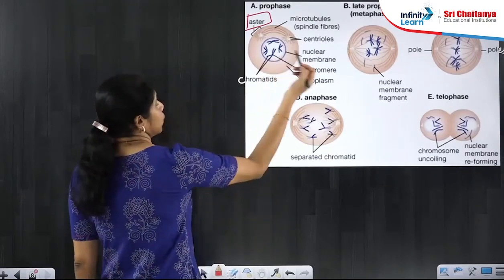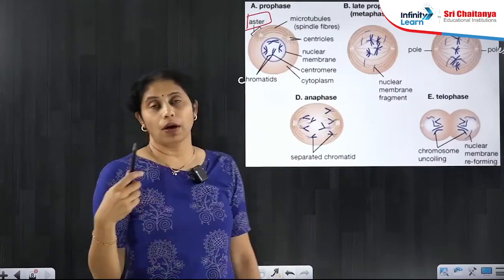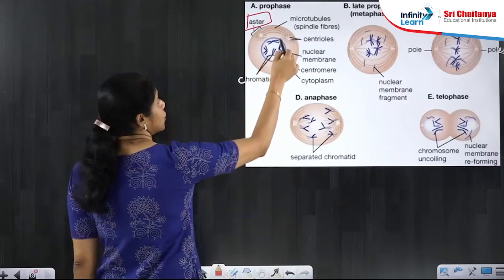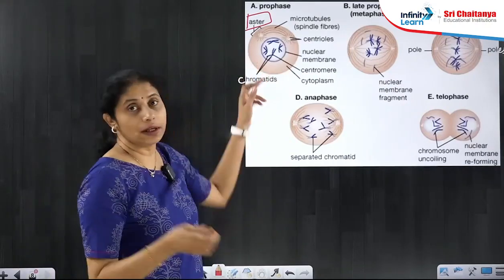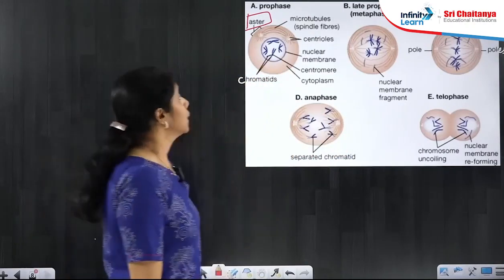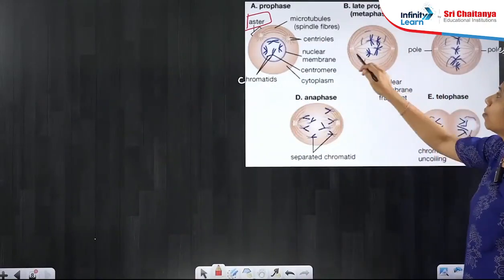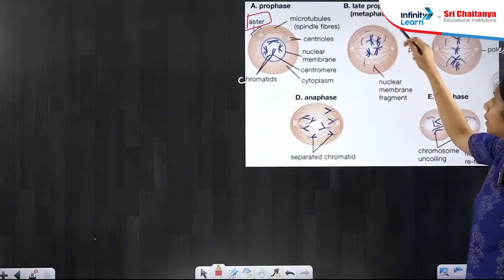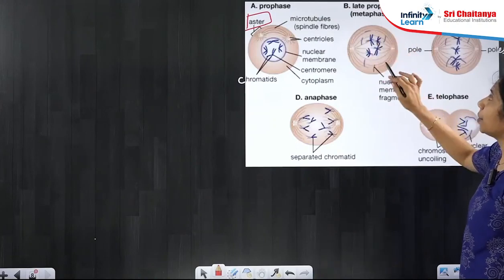But in the nucleus, what changes will be happening? Nuclear membrane, nucleolus, Golgi, ER, they all disappear. And the chromatin will be changed into chromosomes. So by the end of the prophase, you can see that long chromatin will be changed into chromosomes. Then in the late prophase, the asters would have migrated towards the opposite poles and formed the spindle fibers. Now it is looking like a spindle apparatus. This total structure is called the spindle apparatus.